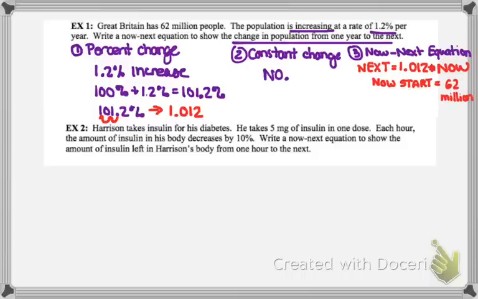And the first value we know is 62 million. Okay, so now that we've taken a look here, we'll go a little bit quicker through the rest of the examples and see how we do.